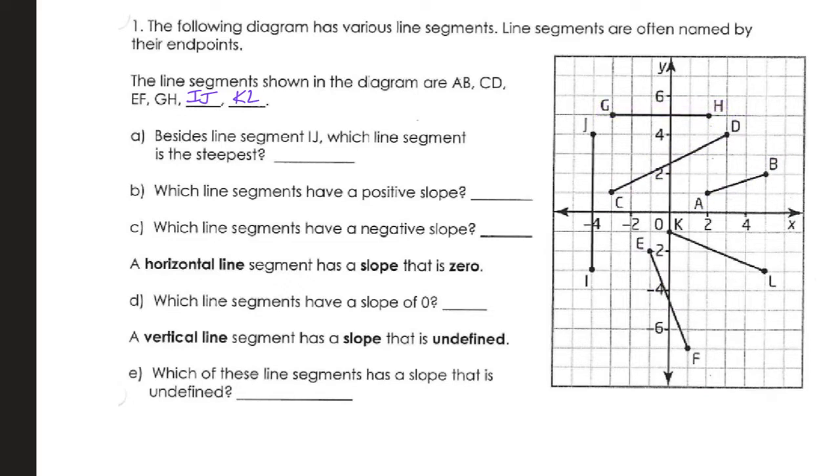Now we can take a look at problem A. Besides line segment IJ, which line segment is the steepest? Now take a look at B. Which line segments have a positive slope? Now take a look at problem C. Which line segments have a negative slope? And then we get a bunch of other information as we proceed down.